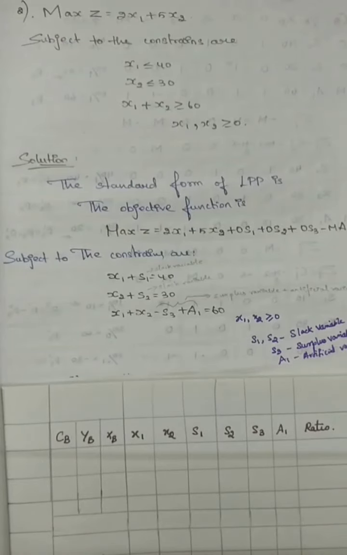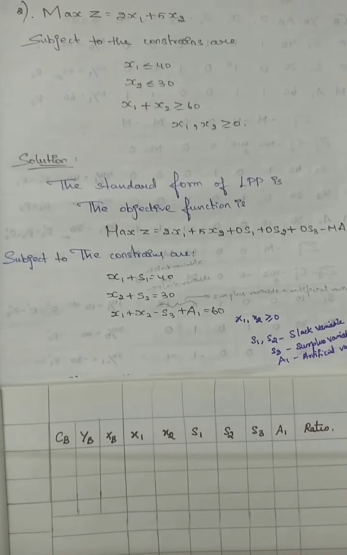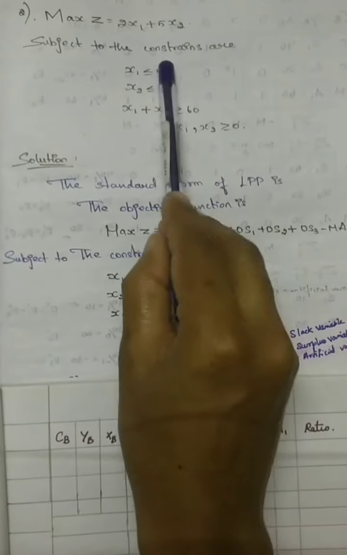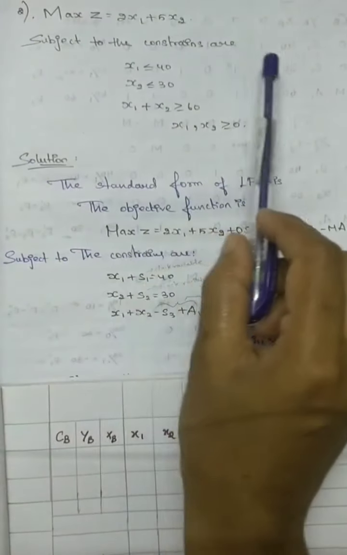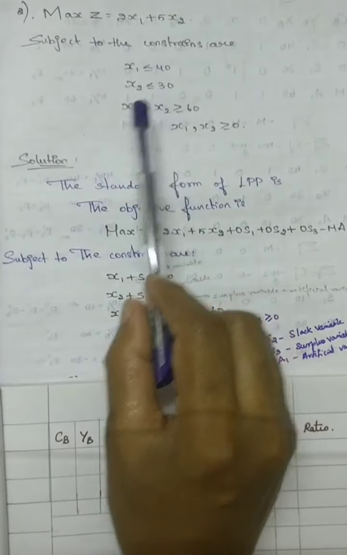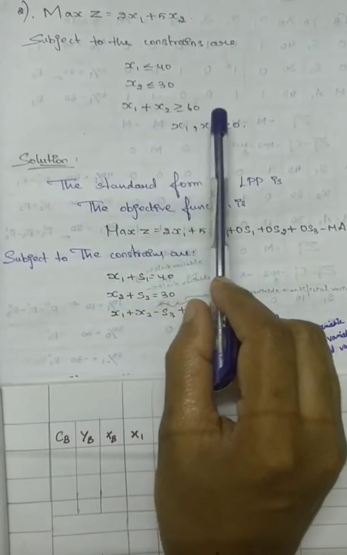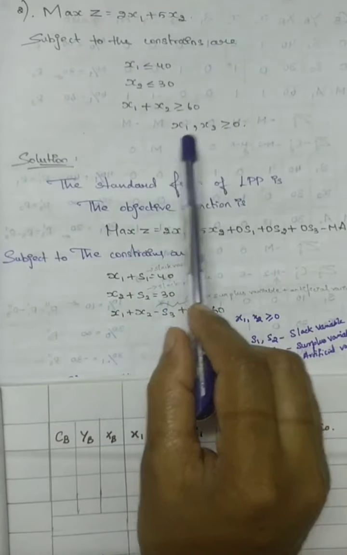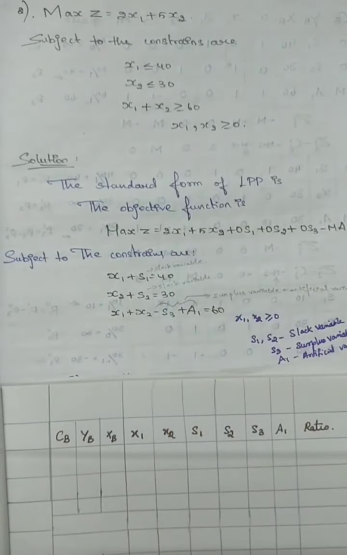Hi everyone. In this class we are going to see the next problem for the Big M method. The problem is maximization of z equals 2x1 plus 5x2, subject to the constraints x1 is less than or equal to 40, x2 is less than or equal to 30, x1 plus x2 is greater than or equal to 60, and x1, x2 greater than or equal to 0.